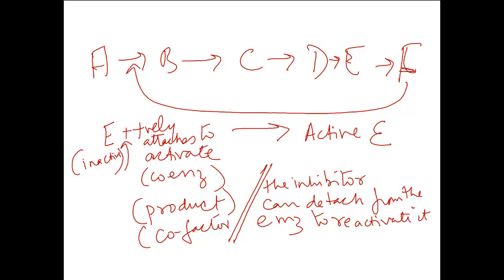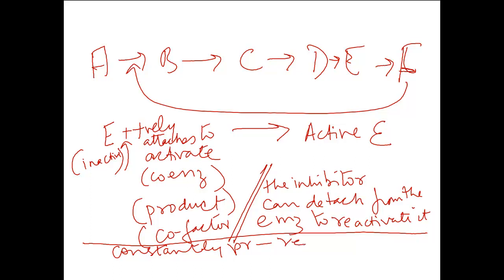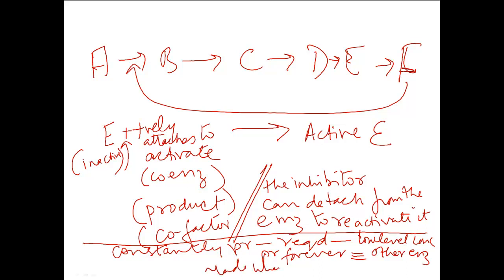Okay, so all in all, of the enzymes that are present in your system, there are some enzymes which are constantly present and required, and you have a low level concentration present forever. There are some other enzymes made when required. Okay, so that sort of finishes this particular chapter on enzymes.